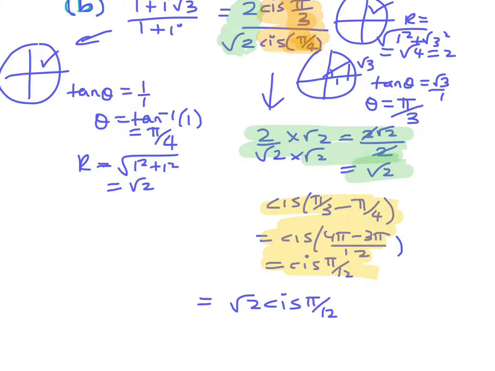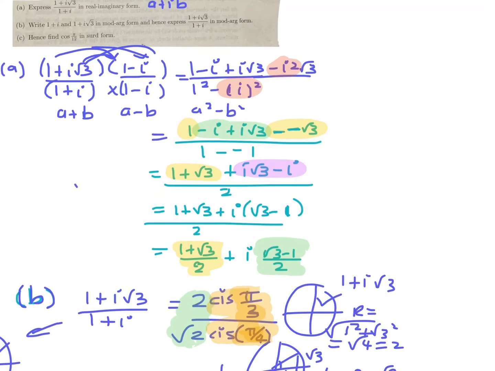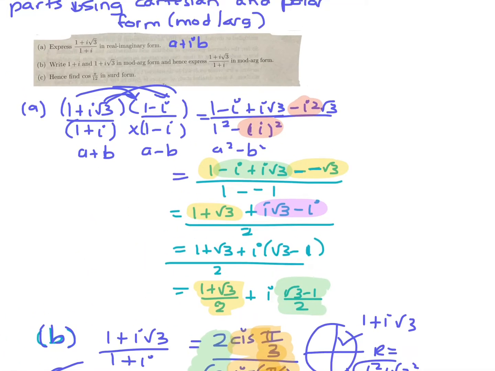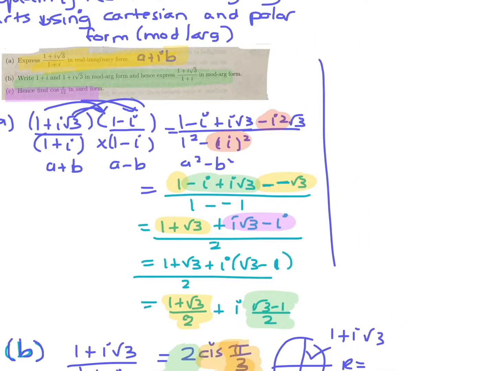So cis pi on 12. We've now done two parts to this question. First of all, we've written the first one in a plus ib Cartesian form, and the second one in mod arg form. And now what we're going to do is use the first part and the second part to help evaluate the exact value of cos pi on 12.